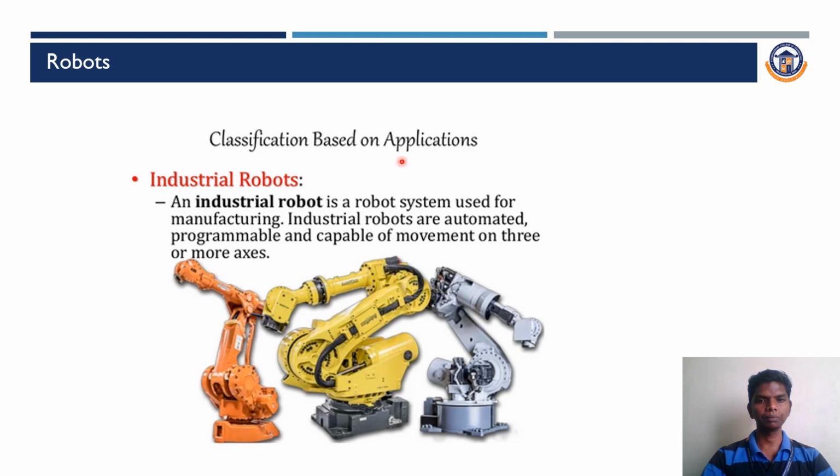Classification based on the applications. This diagram is already seen in every industry. In every industry, this kind of industrial robot is used to move parts from one place to another place.